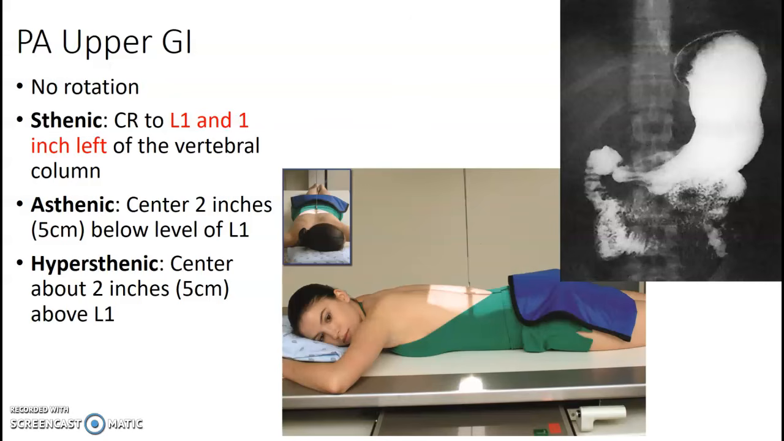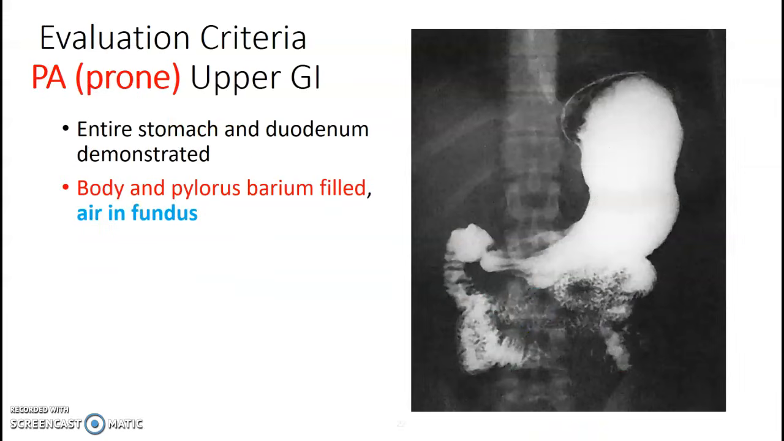PA, same central rays as the AP, all right? Except you're going a little to the left of the vertebral column because when you're prone, you're compressing everything. On the PA, the body and pylorus are barium filled. There's going to be air in the fundus.